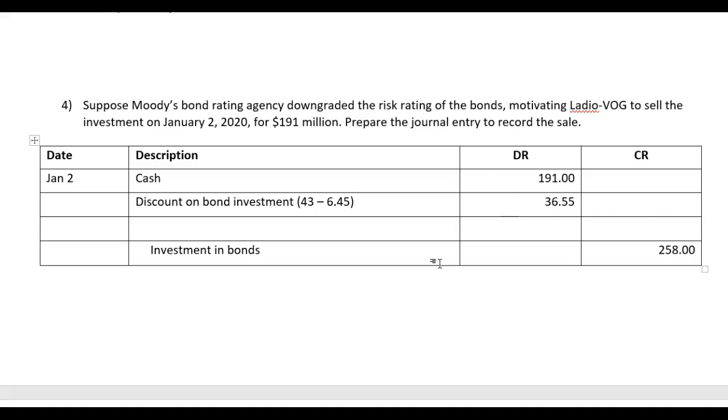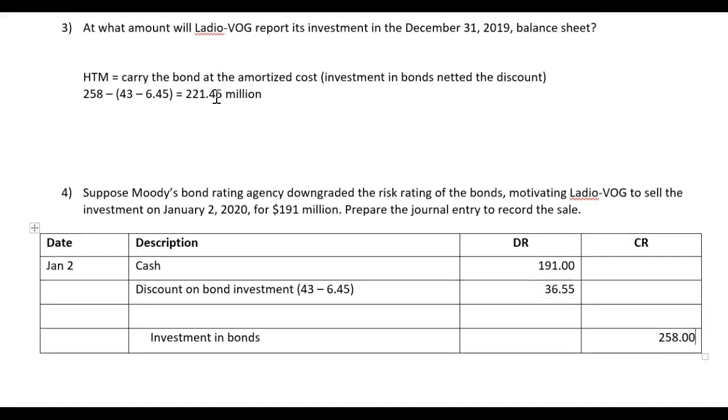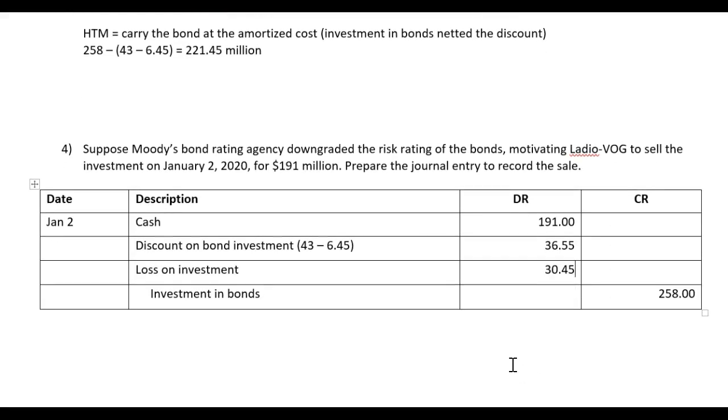So what's left? We're carrying this bond at this point at 221.45. If you have an asset valued at 221.45 and you're selling it for 191, what's going to happen? You're either going to recognize a gain or a loss. Obviously we sold it for much less than we're carrying it at, so we're going to take a loss on investment. We're going to hit that loss on investment for whatever amount we have lost. Again, it's the difference between the 221.45 and the 191, which comes out to 30.45. So that's just a little bit about how you account for a bond held to maturity.